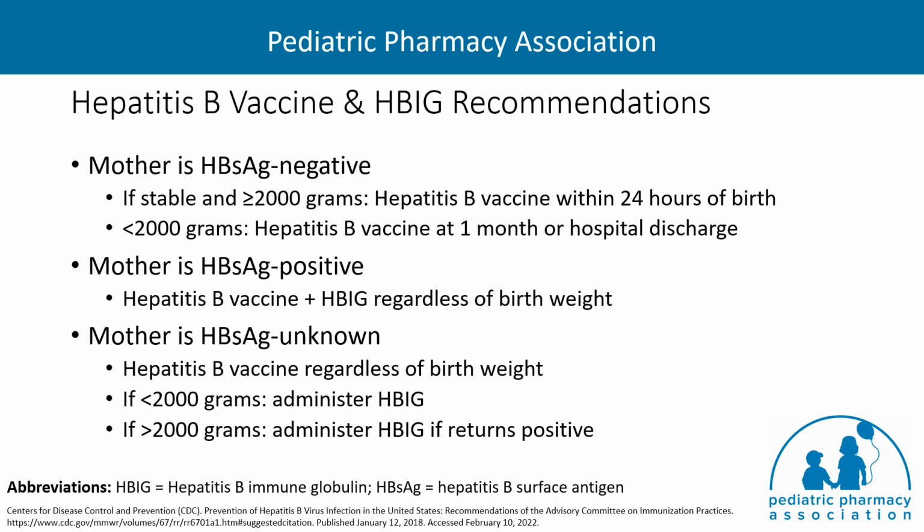A couple stats to keep in mind when looking at this combination therapy. The hepatitis B vaccine efficacy alone comes in at approximately 75%. The immune globulin comes in at 71%. But when giving the two together, the combined efficacy is 94%.